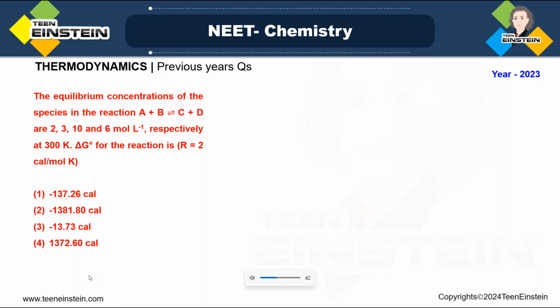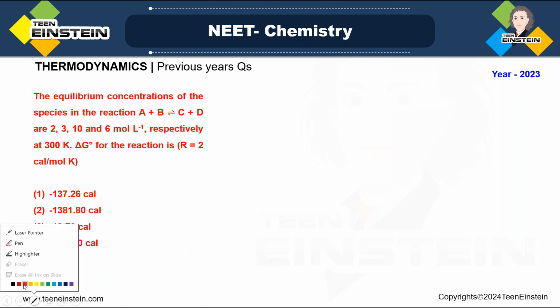Hello everyone. So here we will discuss previous year's questions from NEET exam, and that is from the chapter Thermodynamics. We have the first question, the equilibrium concentration of the species in the reaction which is given as A plus B in equilibrium with C plus D. And here the concentrations are given as 2, 3, 10 and 6 moles per liter respectively.